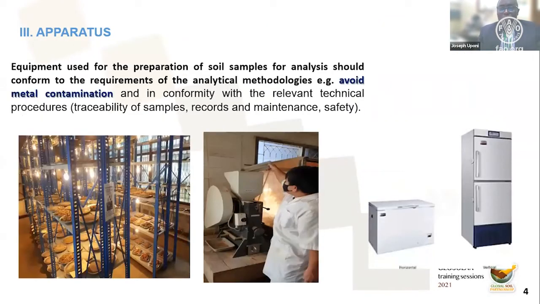Now, to be able to do the soil sample preparations, we need several apparatus. As simple as it is, there are basic things that we need, equipment, but all such equipment must be such that they minimize contamination. We know that soil analysis comes in various forms. There's physical analysis, there's microbial analysis, there is chemical analysis. Depending on the type of analysis that you want to do, it will influence the way the sample is going to be prepared. But one basic rule is that you must avoid cross-contamination while you are trying to prepare the sample for analysis.